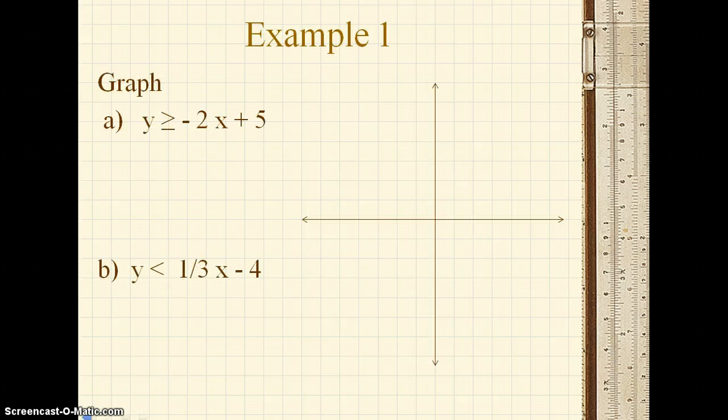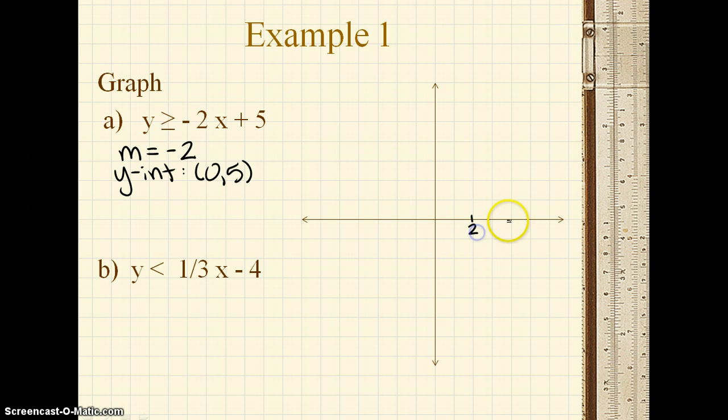So Part A for the first example says y is greater than or equal to negative 2x plus 5. The very first thing that you need to do before graphing anything is state the slope and the y-intercept. The slope in this case is negative 2 because it's what is multiplied to x, and the y-intercept is (0, 5). Once you've done that, you can go ahead and start graphing.